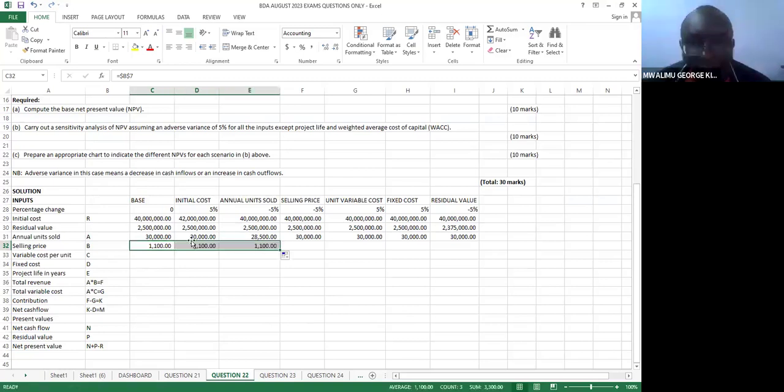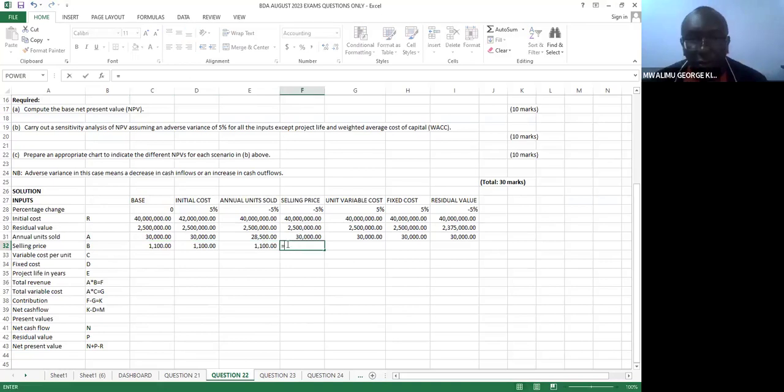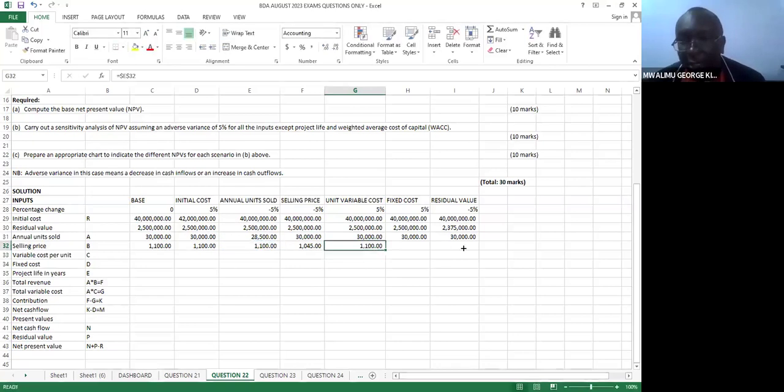Up to here. But when I come here, it is changing. So equals this value here times, open the brackets, 1 plus this value here, close the brackets, enter. Then I come here, these others are not changing, so I copy just this one, and I put F4. Then I come and copy it here for those other years.